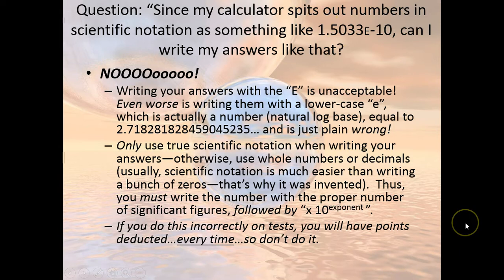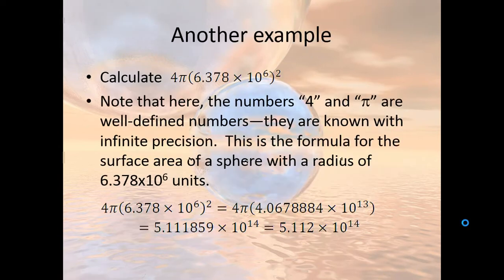I wouldn't take off all the credit, but I would take off some points. Now, here's another example. Let's say I wanted to calculate this. Well, my answer, it turns out, is good to 4 significant figures, because the numbers 4 and pi are actually exact. In other words, you might even recognize this.